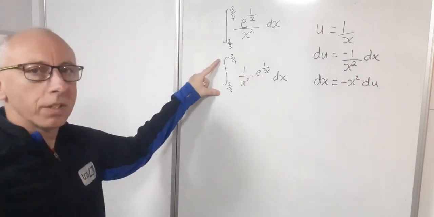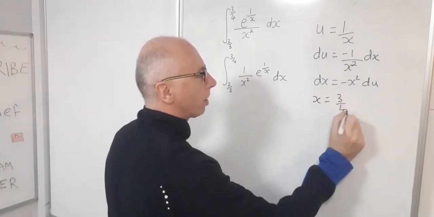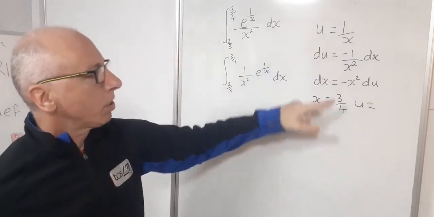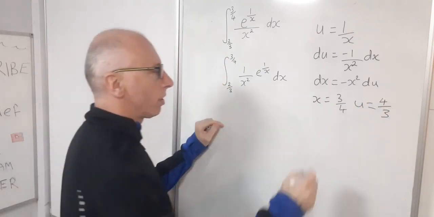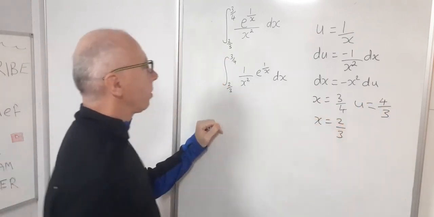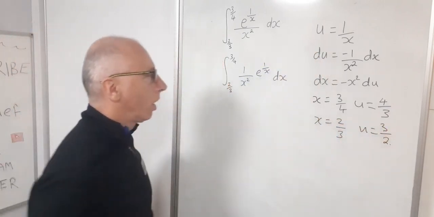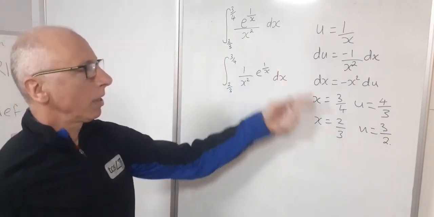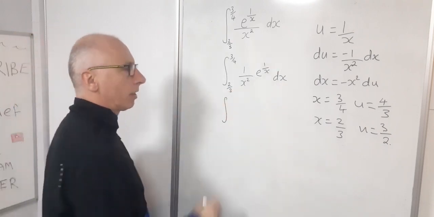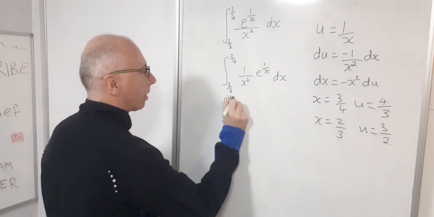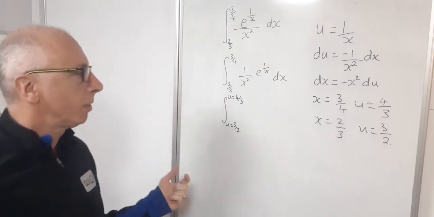And as always, don't forget the limits of integration. For x equals 3/4, our u is just going to be the reciprocal of that, which is 4 over 3. And now the same for 2/3: x equals 2/3, again the reciprocal, u equals 3 over 2. Okay, so we've got all our bits ready. We can transfer this into the variable u. So now u equals 4/3 is my upper limit, and u equals 3 over 2 is my lower limit.